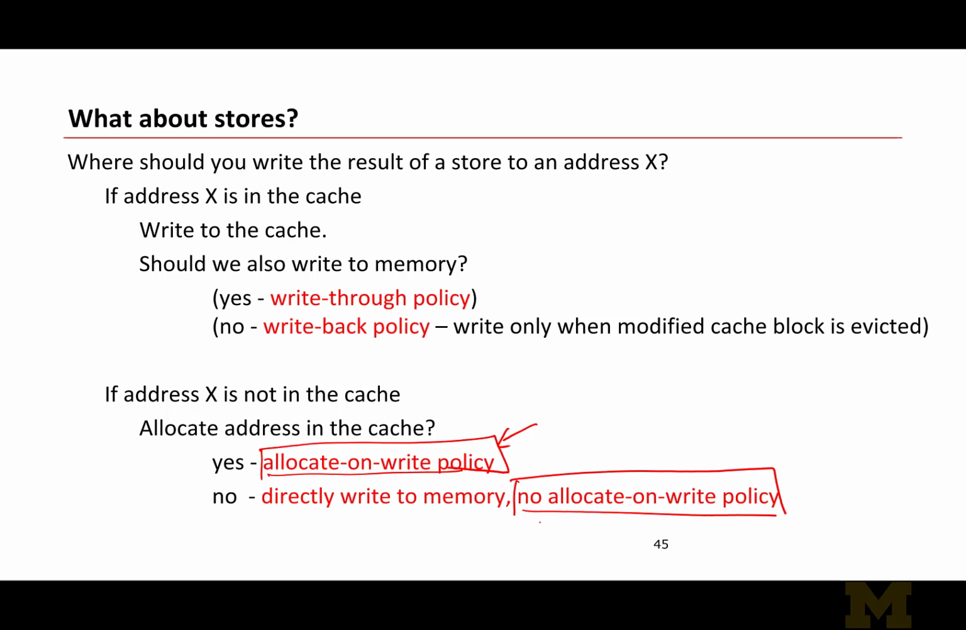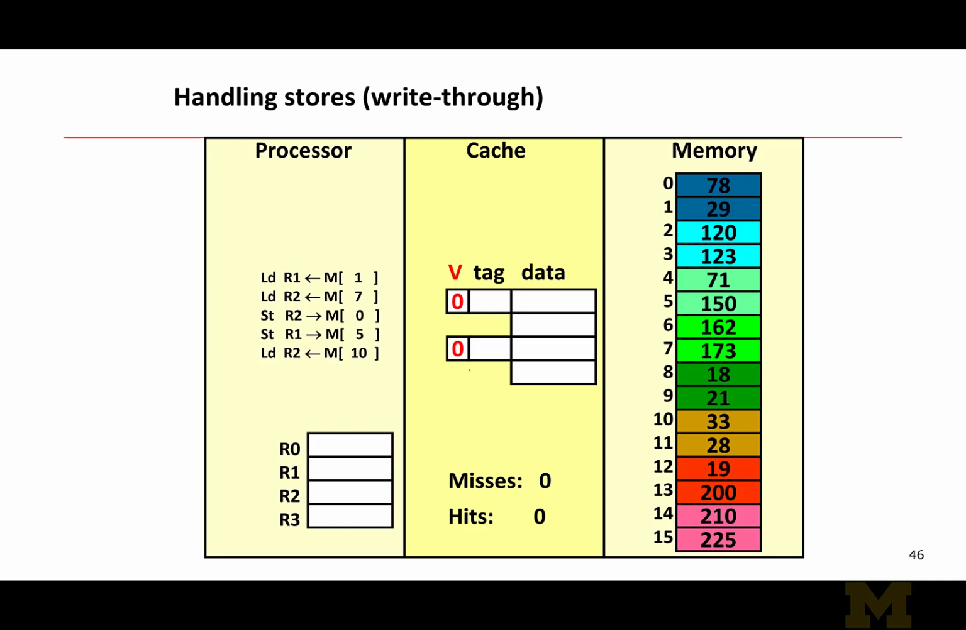So let's go through a few examples to understand the difference between write through cache and a write back cache. So first we will look at write through cache. So here is an example where now the cache block size is 2 bytes.